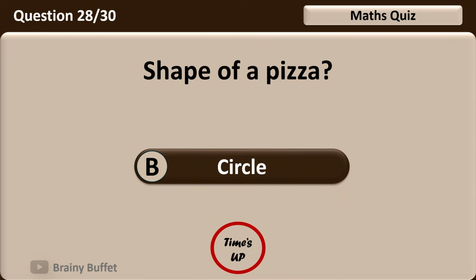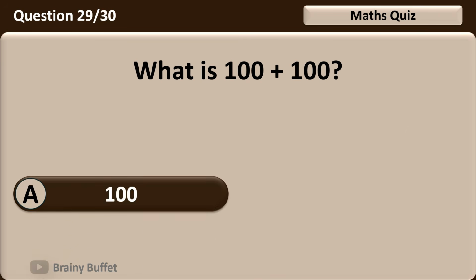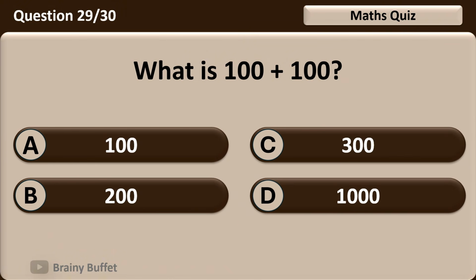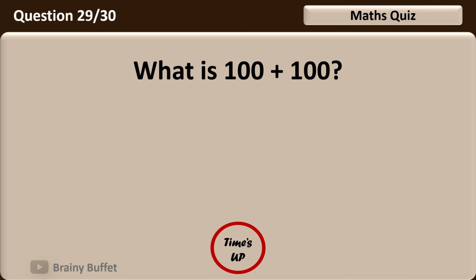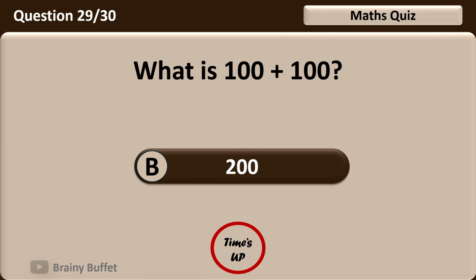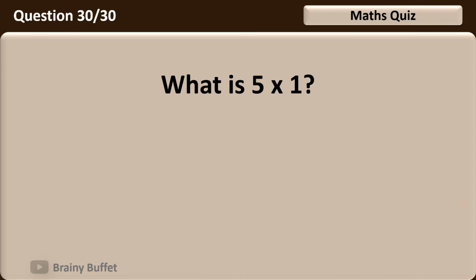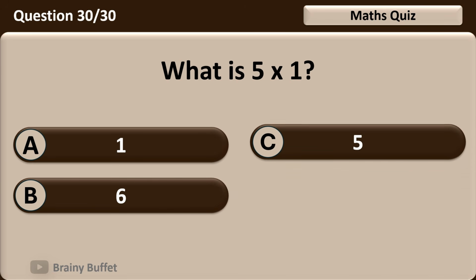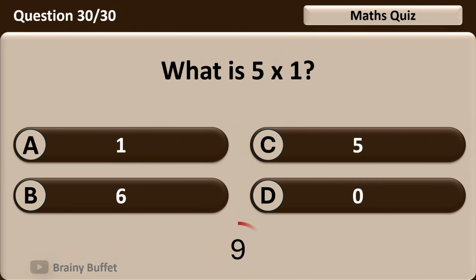The correct answer is option B, circle. Question 29. What is 100 plus 100? The correct answer is option B, 200. Question 30. What is 5 times 1?